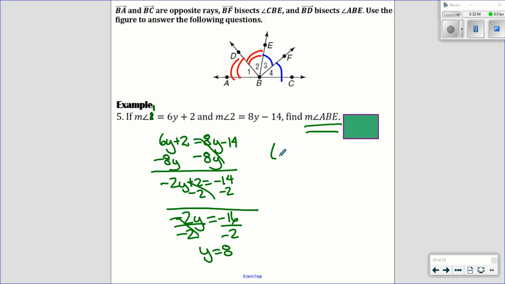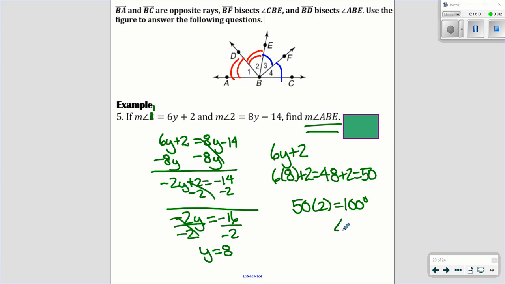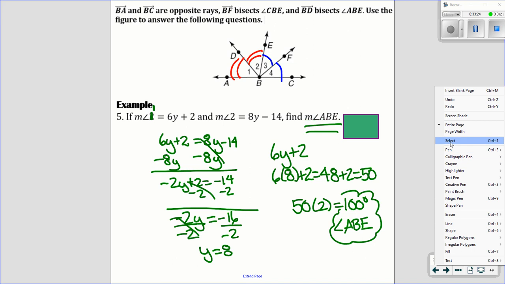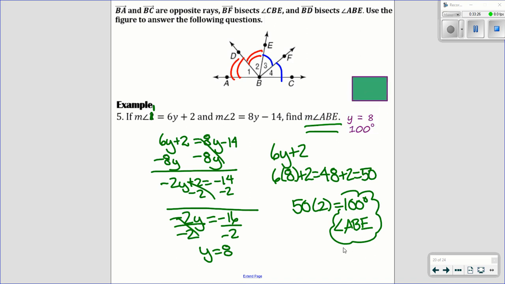So now I'm going to use angle 1, which is 6y plus 2. I'm going to plug in, which gives me 48 plus 2, 50. And then 50 times 2 gives me 100 degrees. And that's for angle ABE. There you go.